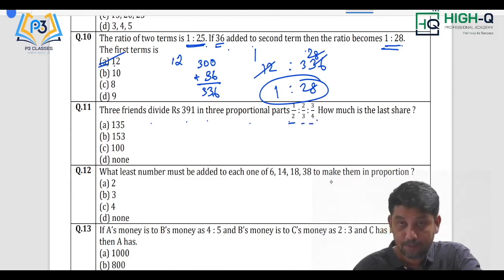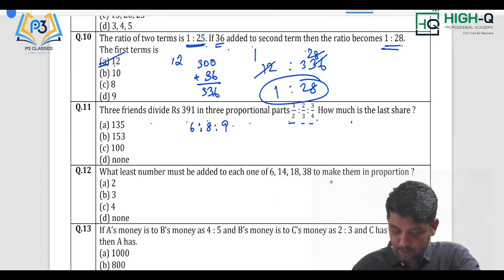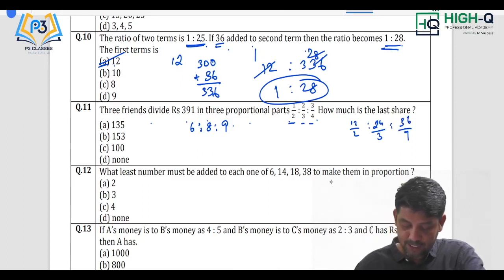Sir, 12, sir. Multiply by 12 throughout. So what you're going to get? 12 by 2 is 6, 12 by 3 is 4 2s are 8. 12 by 4 is 9. You will get 6 is to 8 is to 9. See, 12 into 1 by 2 is 6, 12 into 2 by 3 is 8, 12 into 3 by 4 is 9.